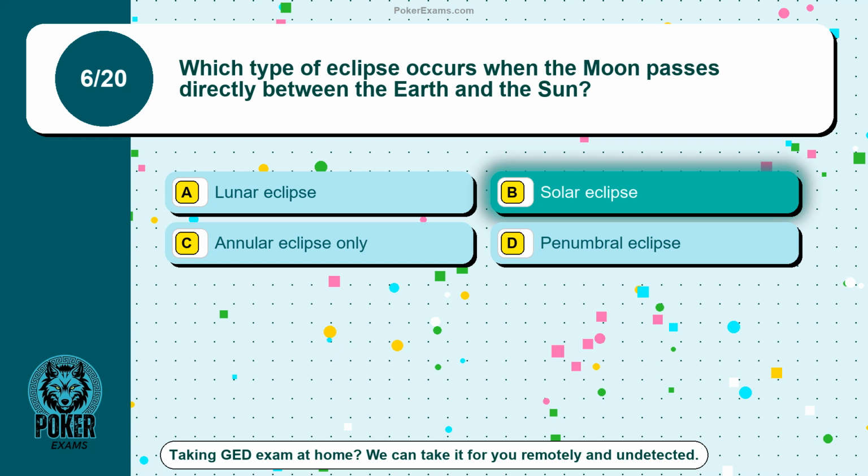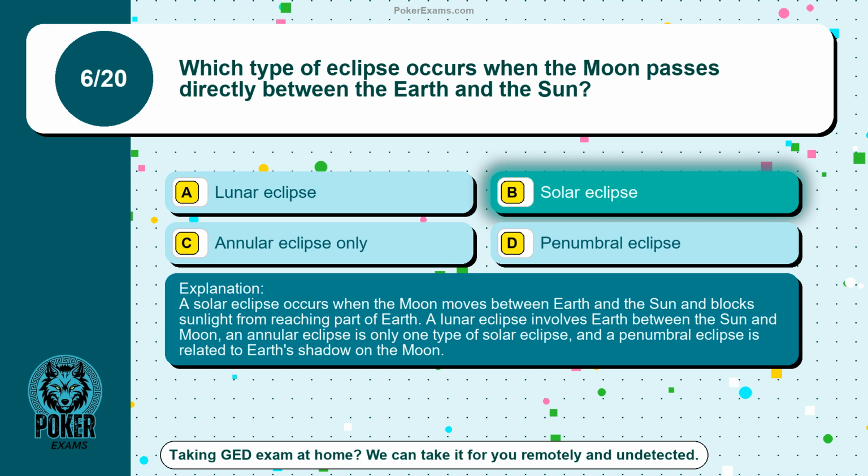The correct answer is option B, solar eclipse. A solar eclipse occurs when the moon moves between Earth and the Sun and blocks sunlight from reaching part of Earth. A lunar eclipse involves Earth between the Sun and Moon. An annular eclipse is only one type of solar eclipse, and a penumbral eclipse is related to Earth's shadow on the Moon.